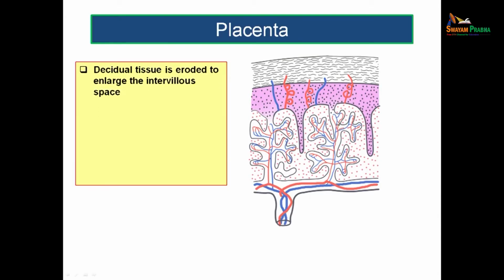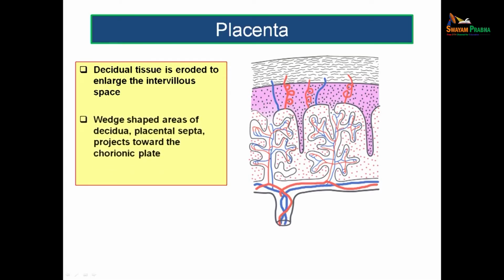Now what happens is the decidual tissue, which is a part of the maternal endometrium, will be eroded by the enlarging intervillous space. So, these are the intervillous spaces. These are the villi, and you can see the intervillous spaces. As they move on to the endometrium, they will be eroding the endometrial wall. But at times, a region of the decidua will remain between the intervillous spaces, or between the villi.